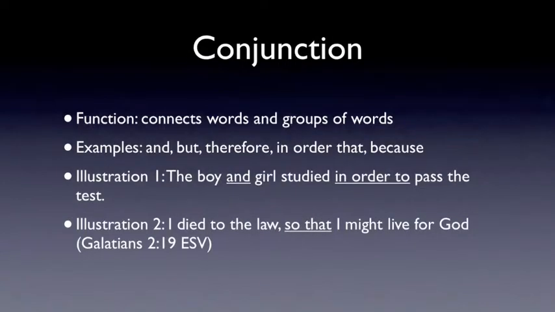A conjunction connects words and groups of words. Examples of conjunctions are and, but, therefore, in order that, or because. In our first illustration, the boy and girl studied in order to pass the test. The first conjunction and links together the boy and the girl as the ones performing the action of the verb studied. And in order to links together the first sentence, the boy and girl studied, to the next sentence, pass the test, indicating their reason or purpose for studying.